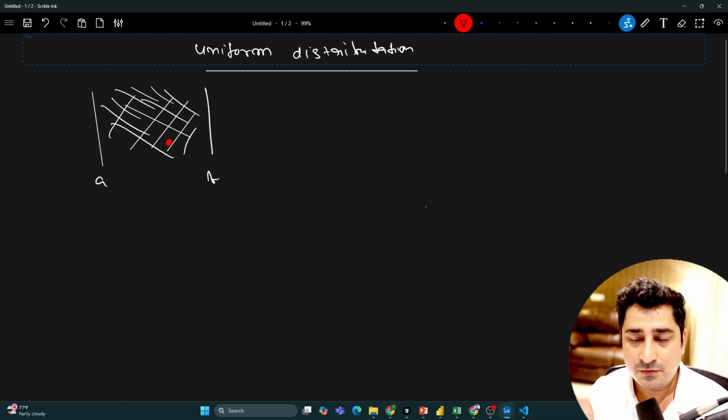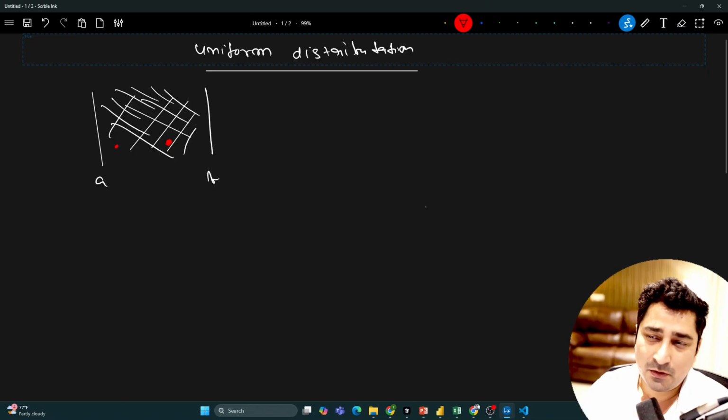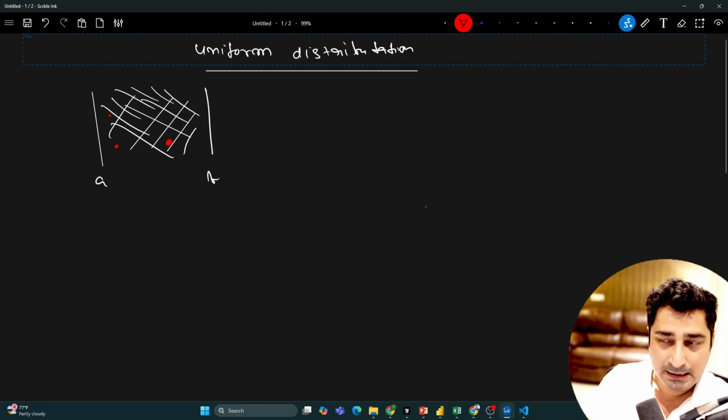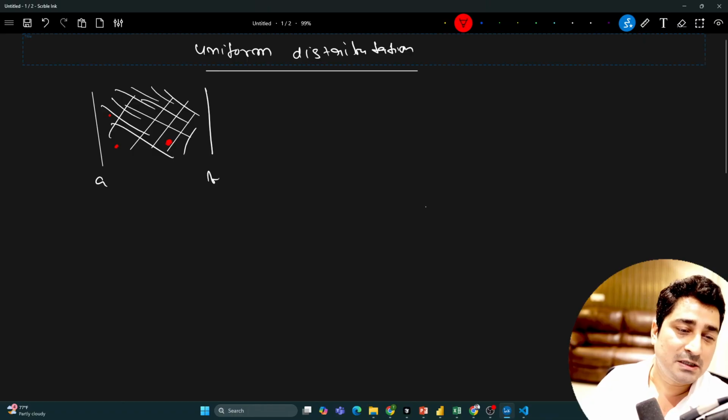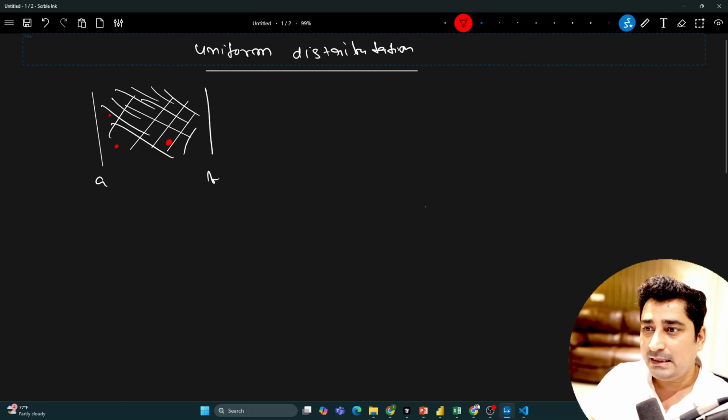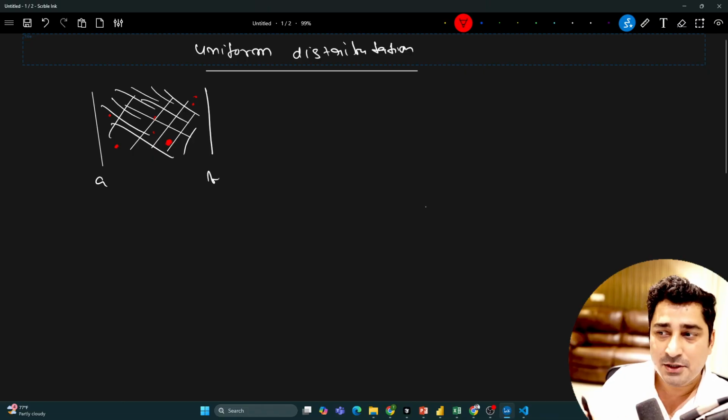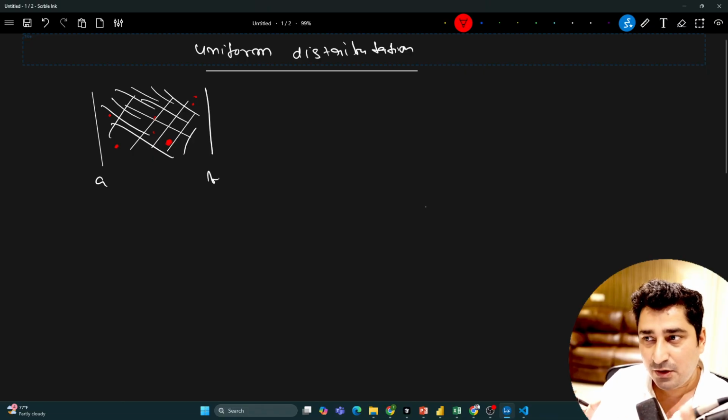So whatever value we choose, every value within this interval is equally likely to occur. Whether I'm talking about this red dot, or this red dot, this red dot, this red dot, it's called a continuous distribution. And again, continuous distribution is a broader term. Inside that, there is a uniform distribution, meaning it will have uniformity across this particular region, which I'm going to talk about.